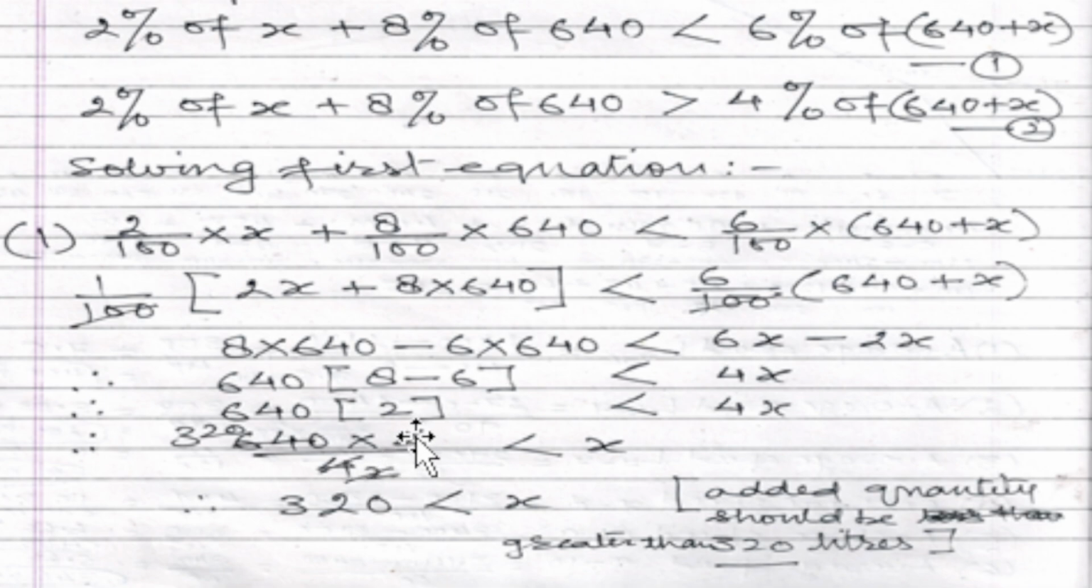We can divide 4 by 2, so we get 2 over here. Now we can divide 640 by this 2, so it will become 320. Therefore, 320 is less than x. Actually, the added quantity should be greater than 320 liters.